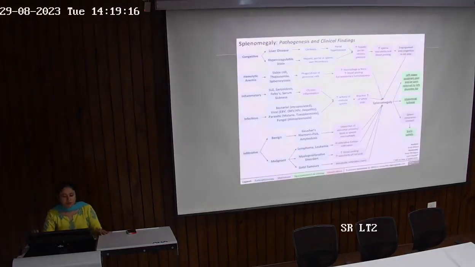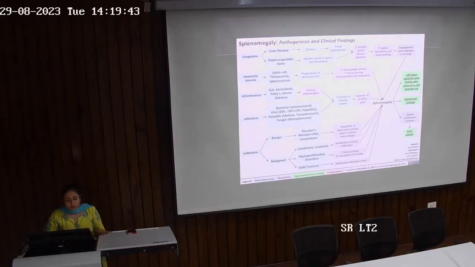Now this is the pathogenesis and the clinical findings of the etiology I have just discussed. In case of any congestive disease like of the liver, or a hypercoagulable state, it will lead to portal hypertension. After portal hypertension, there will be increased hepatic portal venous pressure, which will cause engorgement and congestion of the red pulp. And when there is engorgement and congestion, it will cause splenomegaly.